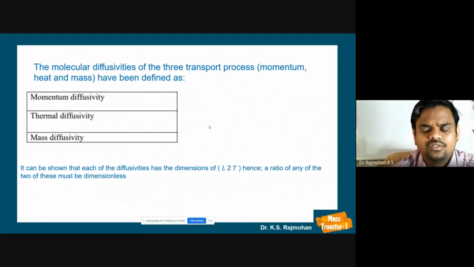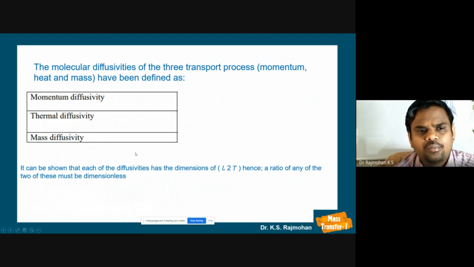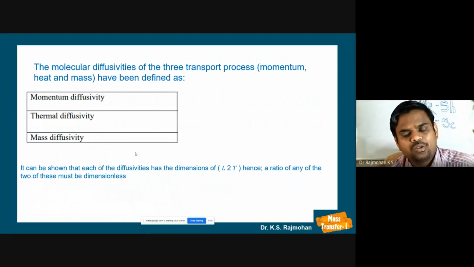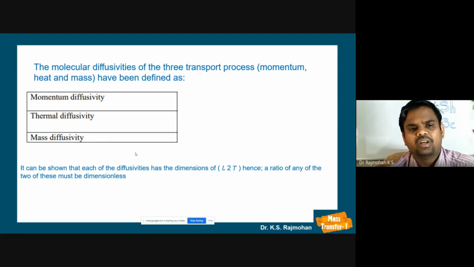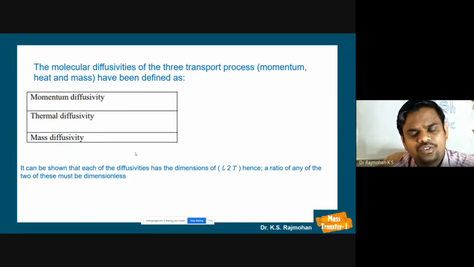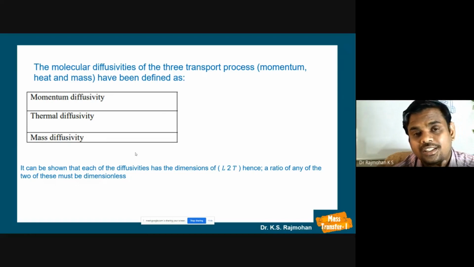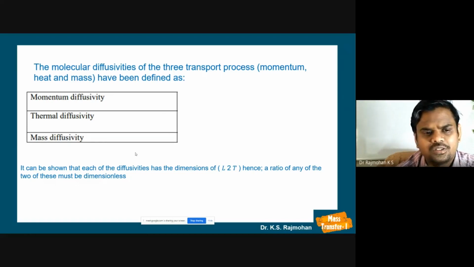Okay, so to start with, we have seen already three important parameters which will be used for analogy between momentum, heat, and mass transfer. I told you about momentum diffusivity, that is nothing but your kinematic viscosity, the ratio of dynamic viscosity by density. And thermal diffusivity, I told you about it also. The thermal diffusivity, all will have the unit of meter square per second. And in mass transfer, we have molecular diffusivity, which is mass diffusivity.